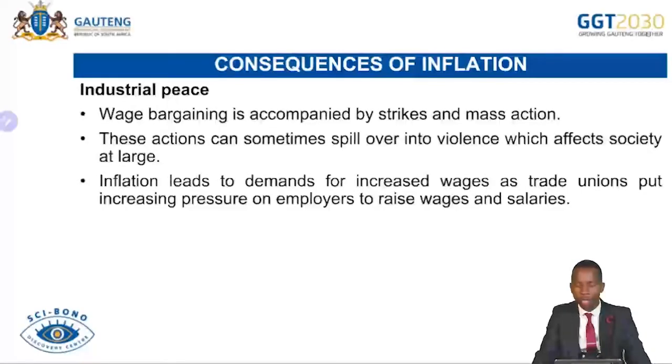Inflation leads to demands for increased wages as trade unions put increasing pressure on employers to raise wages and salaries. So we know that if ever there are wage demands, normally businesses will stop producing because workers will be on strike, in need of more wages, and that will lead to less peace or no peace within the industrial sector because there will be strikes, no production, no supply, and the economy will be affected. So that is caused by the increase in inflation, which leads to more demand for high wages. So it leads to less peace or no peace within the industrial sector.